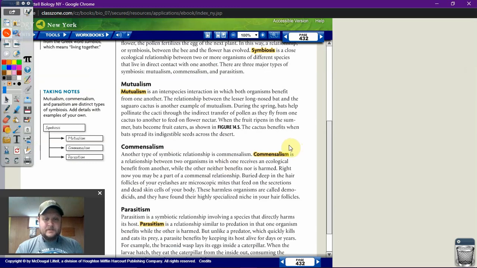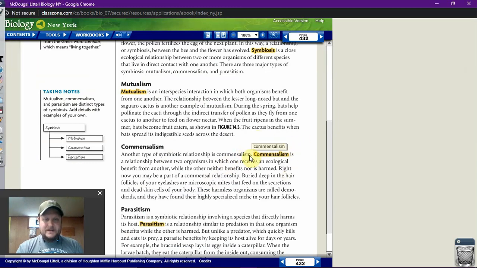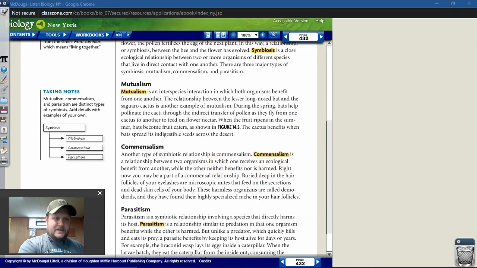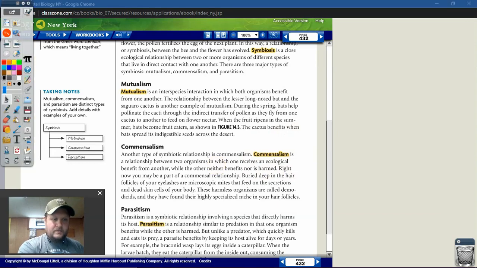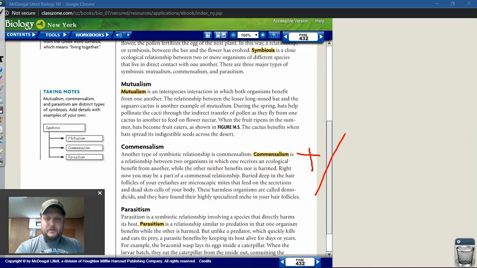So the next term we're going to be talking about is commensalism, right? So commensalism, this is a little bit different. When we're talking about commensalism, we are going to have one party that benefits from the situation. However, we're going to have another party that doesn't benefit, but it doesn't harm it as well, right? So it just kind of doesn't care about the situation, while the other one is benefiting greatly, okay?